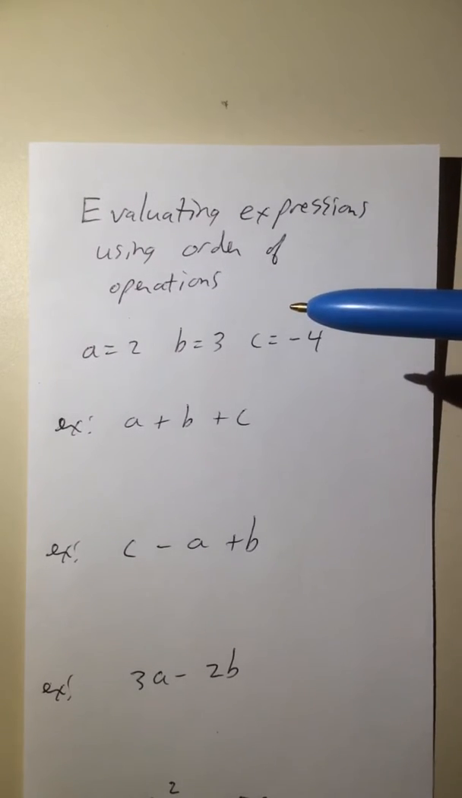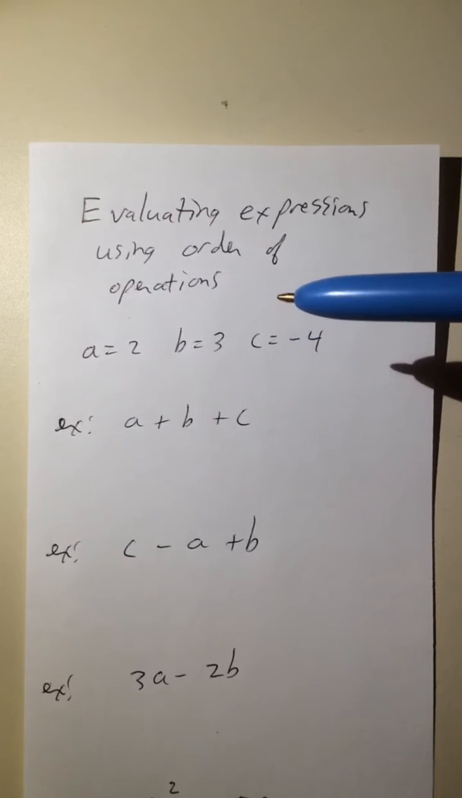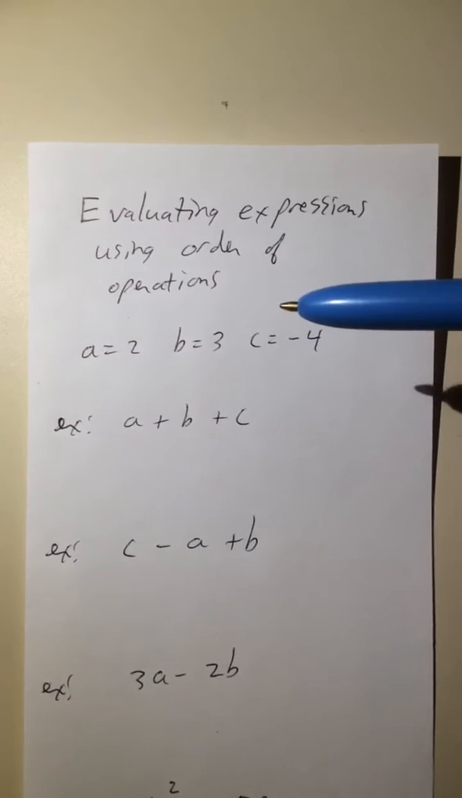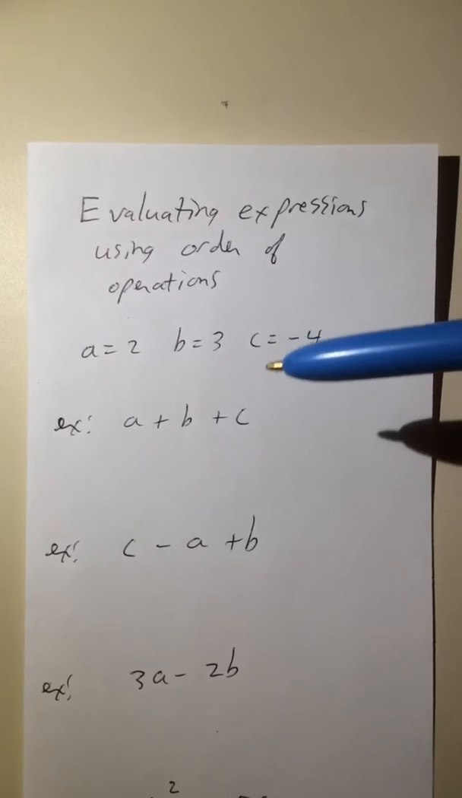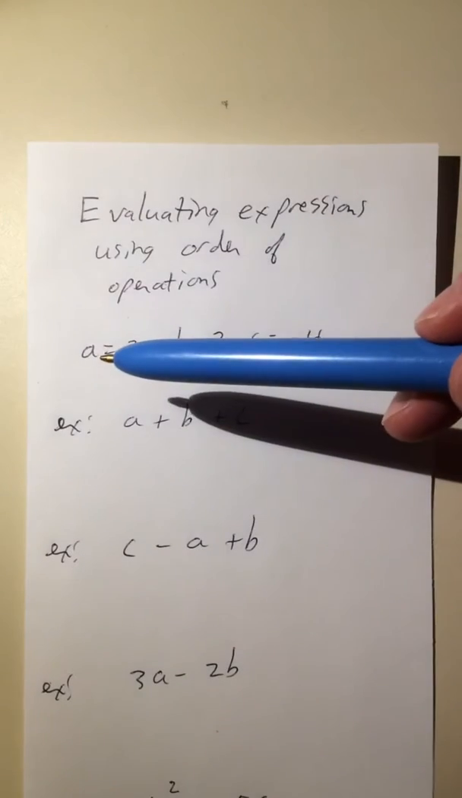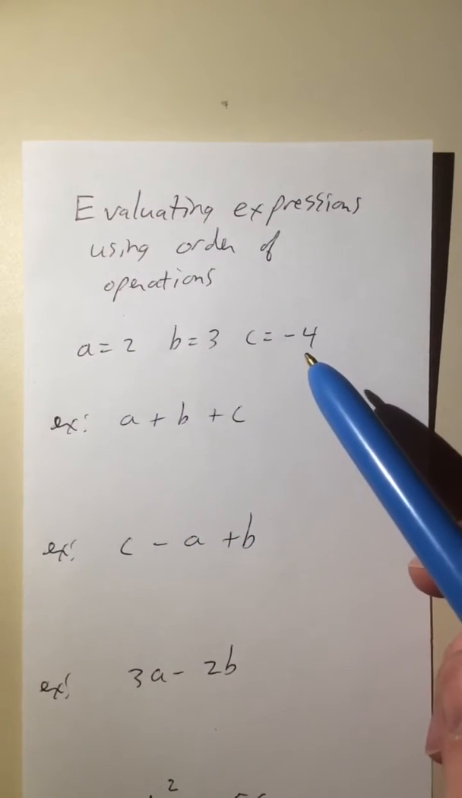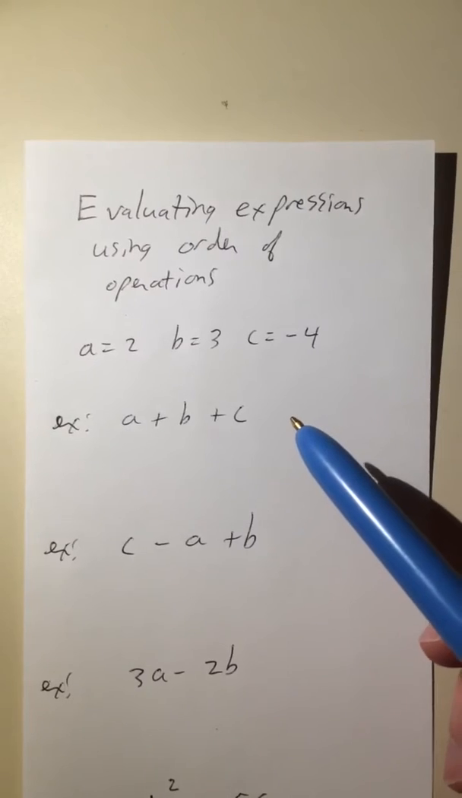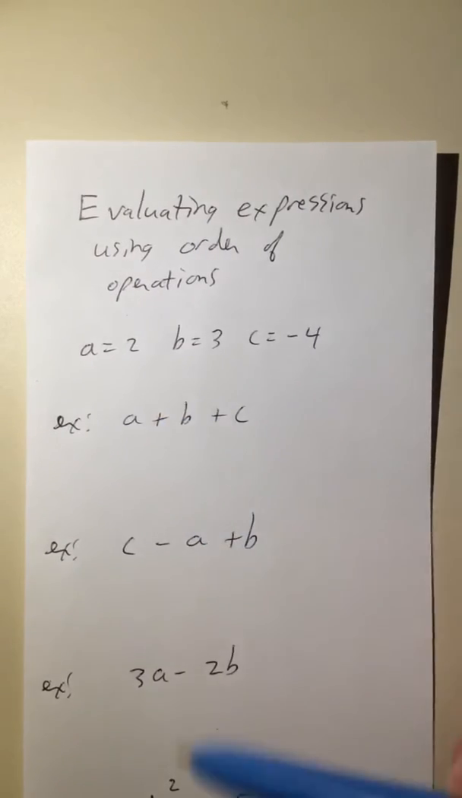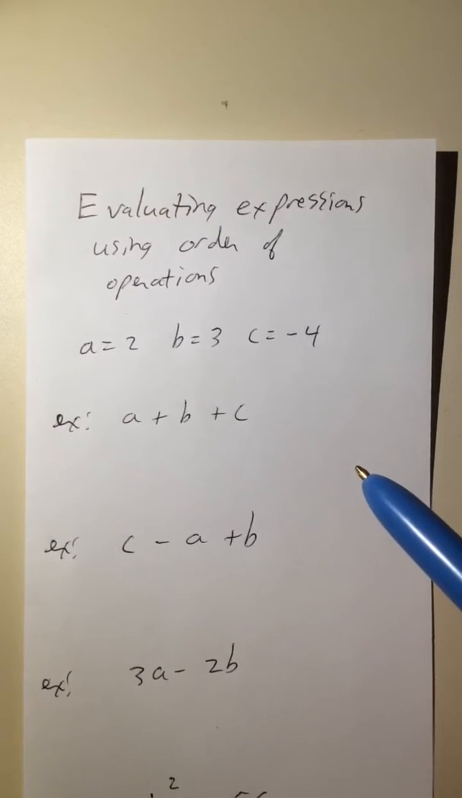So last time we were together, we did order of operations with just numbers. Now I want to do order of operations with some expressions. For all these problems, we're going to have a equals 2, b equals 3, and c equals -4, just to throw in a little negative for fun. We're going to evaluate all these expressions, and we need to keep in mind the order of operations.